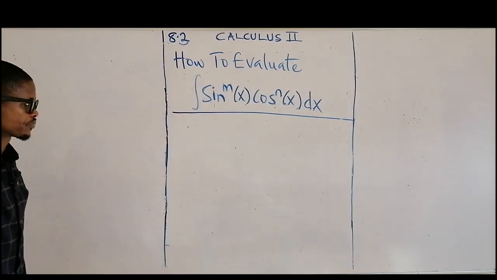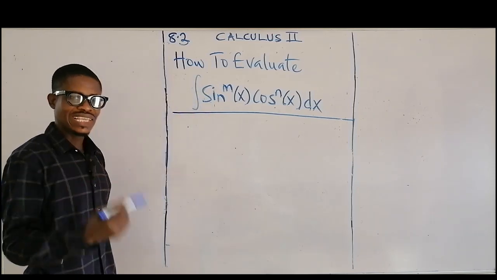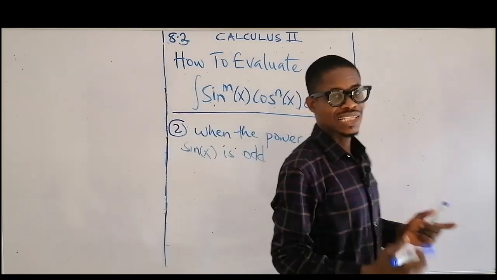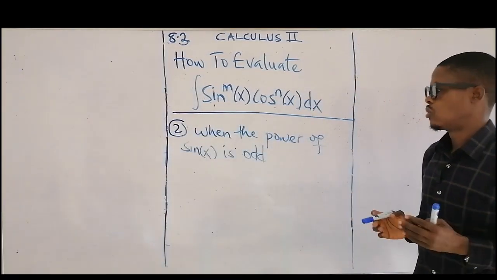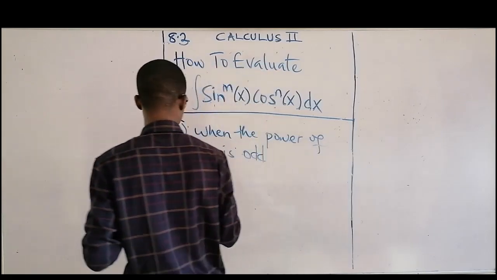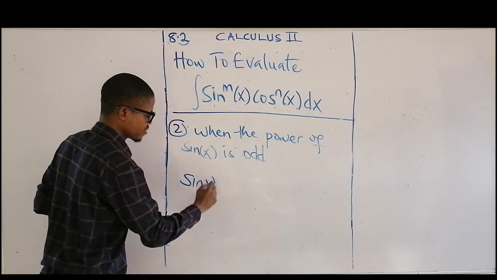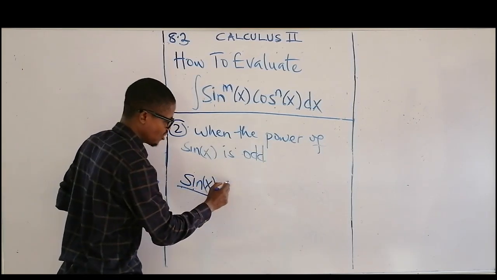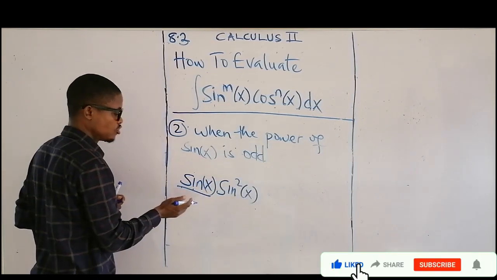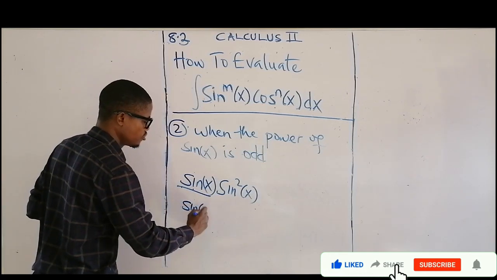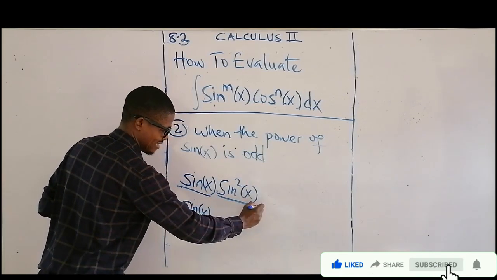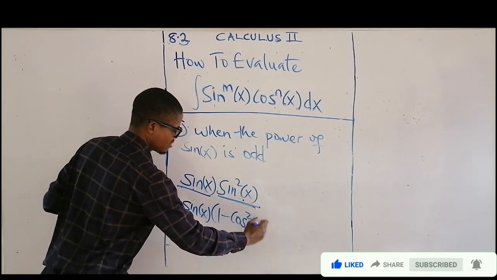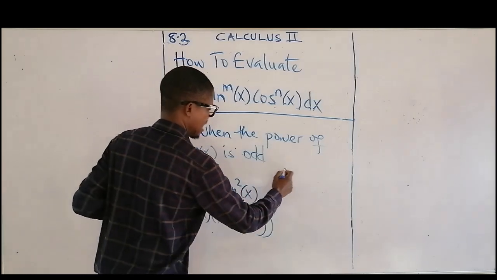We are looking at case 2 of this integral of this function, and that is the case when the power of sine is odd. So in that case, what do we do? It's very simple. We are going to split that function into 2 parts. This is the first part. Keep this one. Then the second one is this. Then the next thing to do is to use your trig identity for this one, and that's 1 minus cos²x. Imagine you have this now.